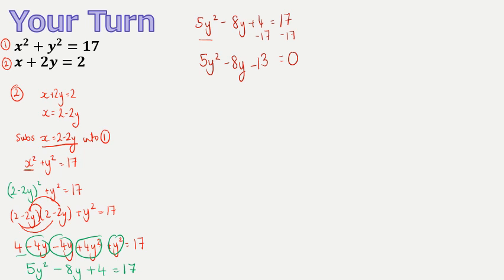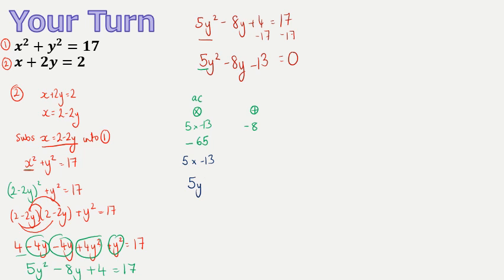Okay, notice this one's not as nice. I'm going to have to use the AC method because I've got a number in front of the y squared. So using the AC method, I've got to find a number that multiplies together to get minus 65, but adds together to get minus 8. Thinking about all the factors of 65 and what would work out, 5 times minus 13 would work. 5 times minus 13 gives me minus 65, and adding those two numbers together would give me minus 8.